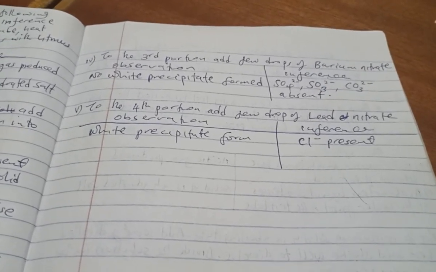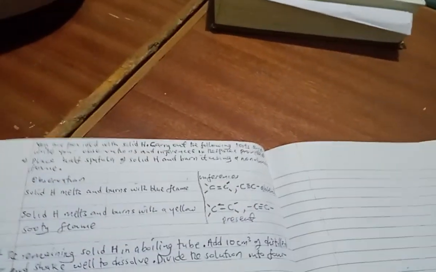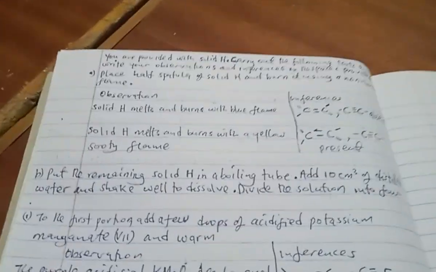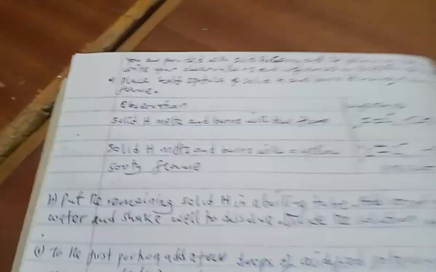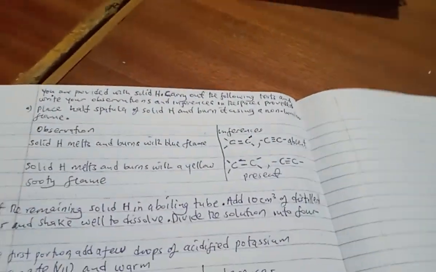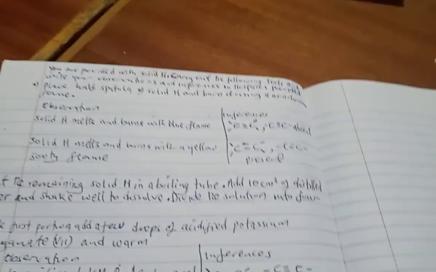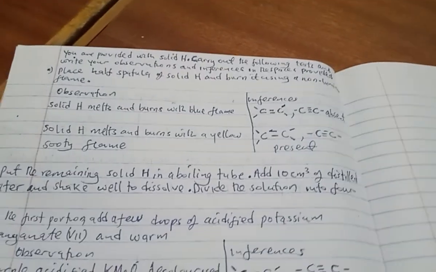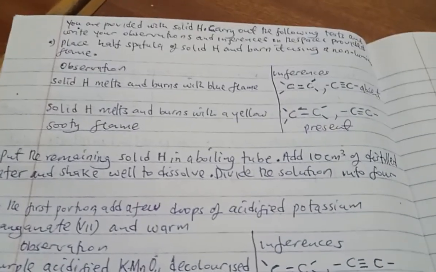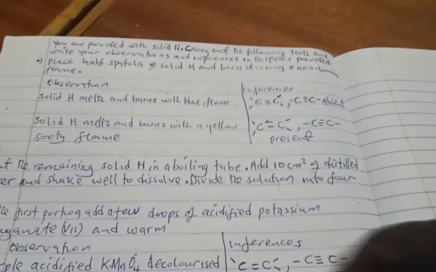Let me now go to organic. Maybe you are provided with another solid, any letter, depending on who is setting. If I'm the one setting the exam, then I will use the first letter of heaven, which is H. So you are provided with the solid H. You need to carry out an experiment on it and write observation.